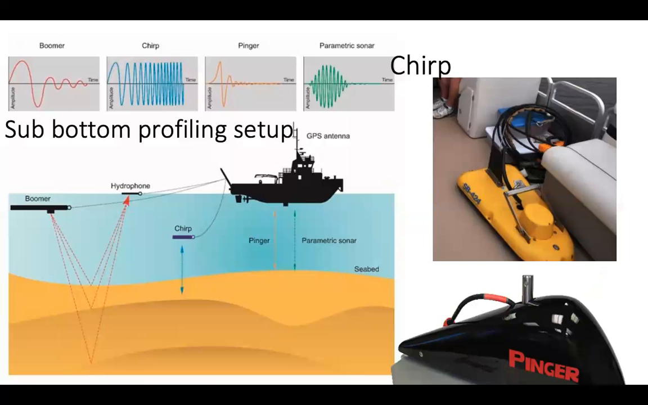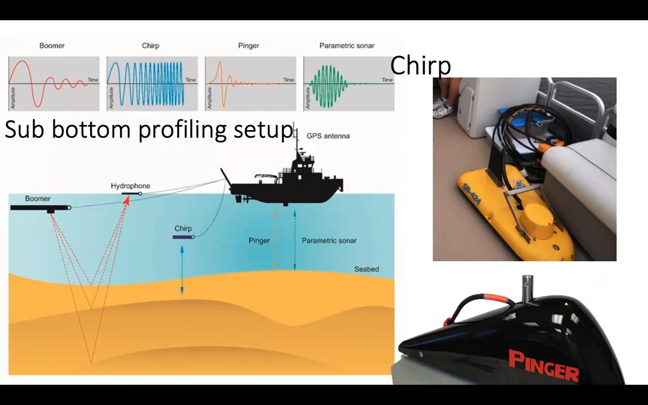Now, at the other end, the high frequency end, we have pieces of kit like Chirp, which is shown on the left as that little yellow thing, and a pinger, which is black underneath it. The Chirp tends to be towed behind a boat, and it has an acoustic source, which is quite interesting. It's called a chirp signal where the frequency actually changes through time, and you can see that in the graph at the top.